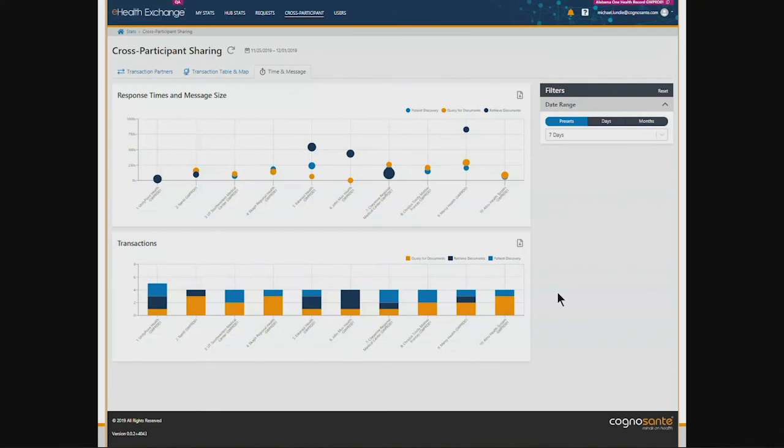It's a visualization designed to give you the size of the circle, meaning the volume is greater, or the size of the transaction is greater. So it gives you that level of visualization. It gives you some key indicators in terms of what's happening with your top 10 trading partners in that regard. And then same below, in terms of a breakdown of the types of transactions that you're getting, whether they're patient discoveries or query for documents or responses. You get some volume breakdown on that as well.